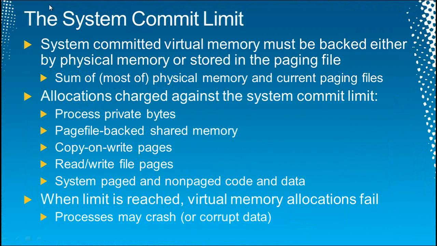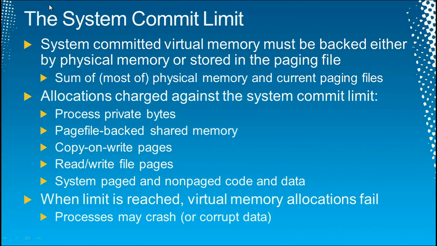So everything we've talked about up until now has been process committed memory. But process committed memory has a relationship with the system commit, or the system commit limit, system commit charge. What is the system commit charge? Well, some types of virtual memory are counted towards something called the system commit limit. It's system committed virtual memory. That type of memory has to be backed by either RAM or the paging file.